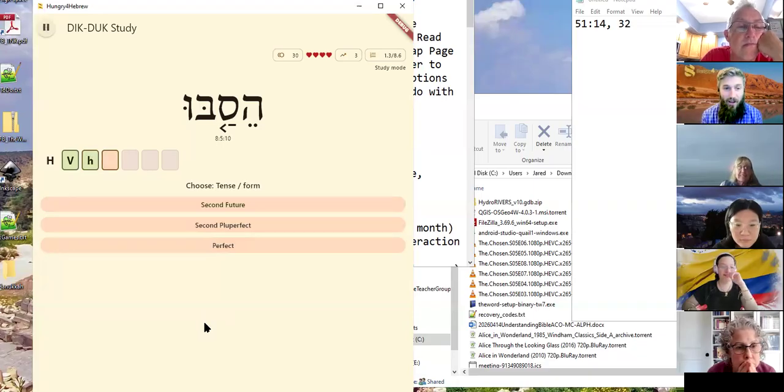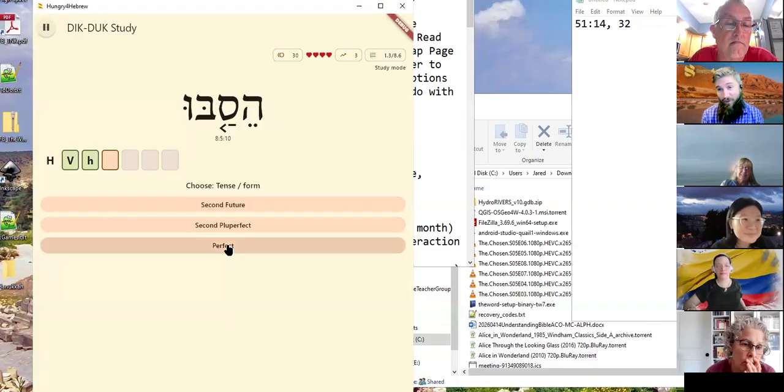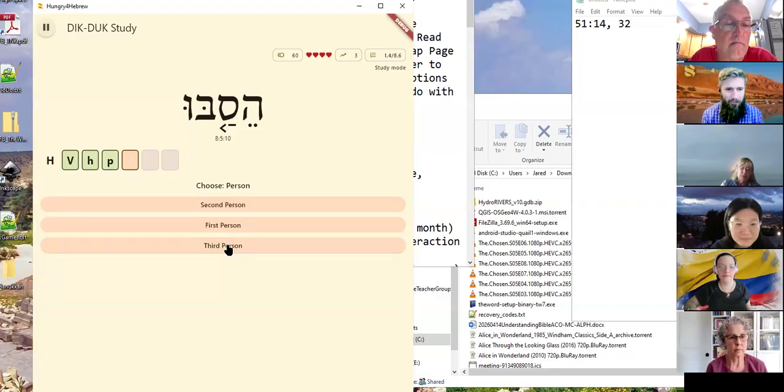All right, so now what tense or form is it? Well, hopefully you guys know that second future and second pluperfect is Greek stuff. So the only correct answer is perfect, which we would call katal. It's perfect.